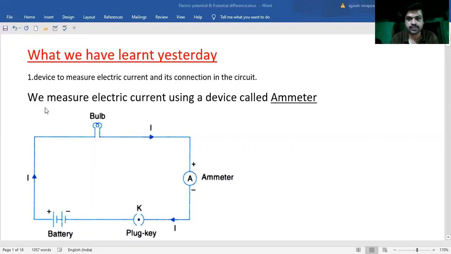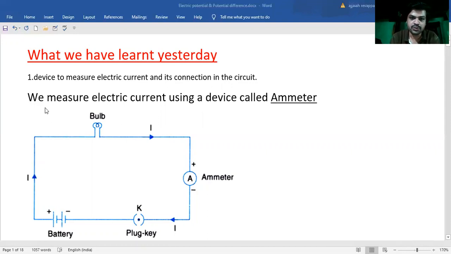Next, we took some problems on electric current and electric charge and solved them. What is the formula to find the total charge passing through the conductor? That is Q is equal to N into E, where N is the number of electrons and E is the value of charge on the electron, that is equal to 1.6 into 10 raised to minus 19 coulomb.